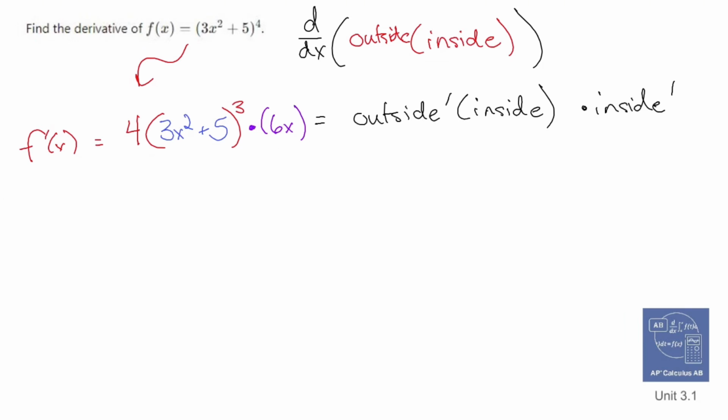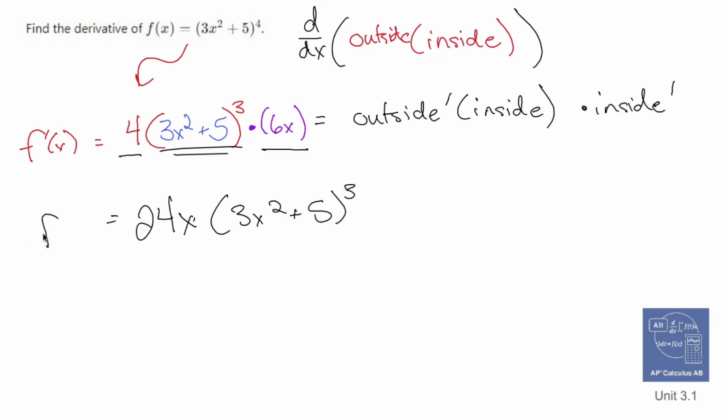Now the last thing that I want to do is mess with this stuff to the third power. I'm not going to use the Pascal's triangle binomial mess that you learned in pre-calc. No thank you. I'm going to leave that the way it is. But what I'm going to do is multiply 4 to 6x, giving me 24x. Then I'm going to multiply that 3x squared plus 5 all to the third power. And that, ladies and gentlemen, is chain rule.